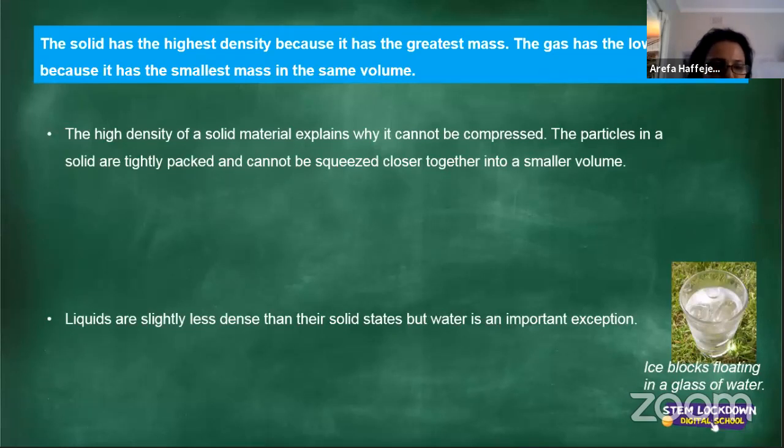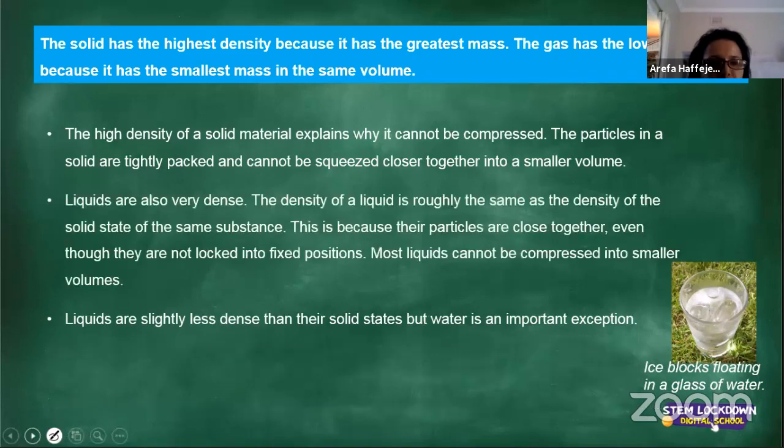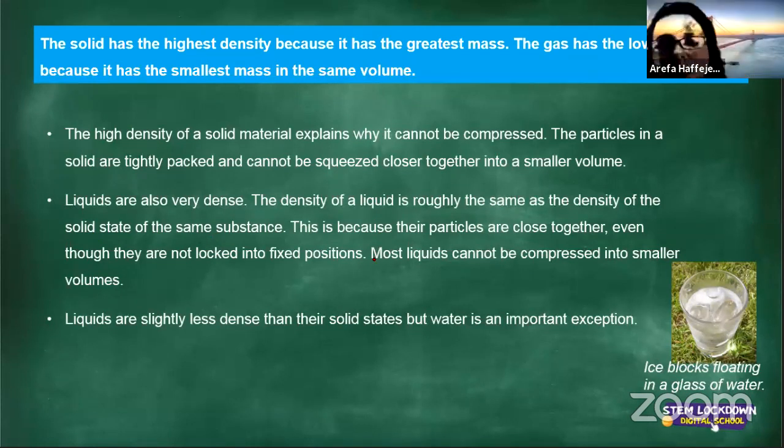I will ask you a question when I'm finished with the slide here. So liquids are very dense. The density of a liquid is roughly the same as the solid state of the same substance. This is because their particles are close together, even though they may not be locked in a fixed position. So most liquids cannot be compressed into smaller volumes.